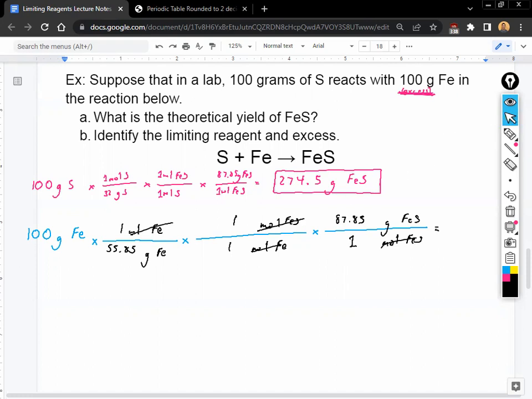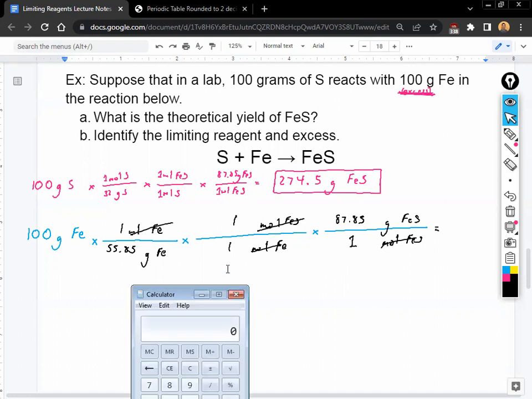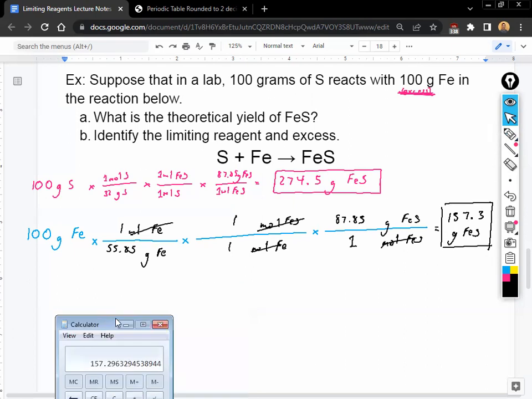All right, so we are going to plug that into the calculator. So 100 divided by 55.85 and then times 87.85. And the answer that we get is 157.2. I'll just round that to 157.3 grams of FeS. If you got something close to that, that's fine. 157.2, 157.29, any of those is fine.